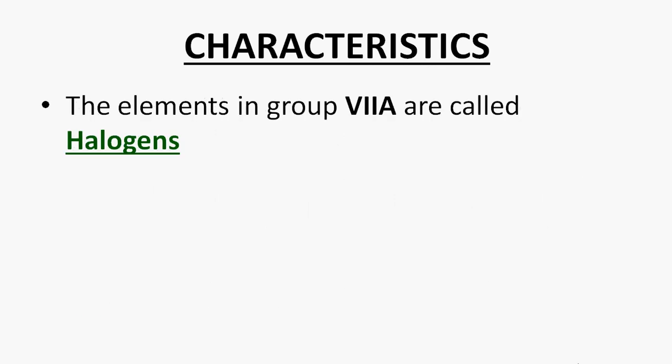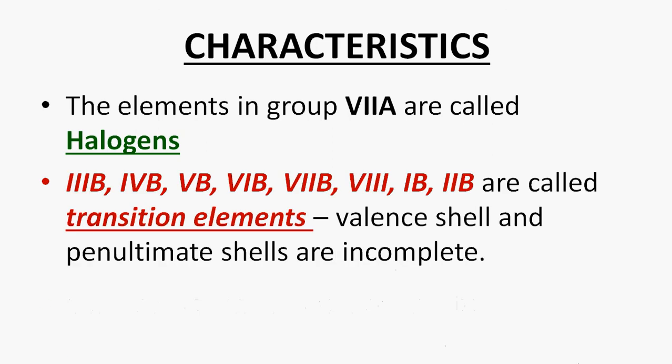Okay, then the elements in group 7A are called halogens, for example fluorine, chlorine, bromine, etc. Then 3B, 4B, 5B, 6B, 7B, 8, 1B, 2B. These are called the transition elements.